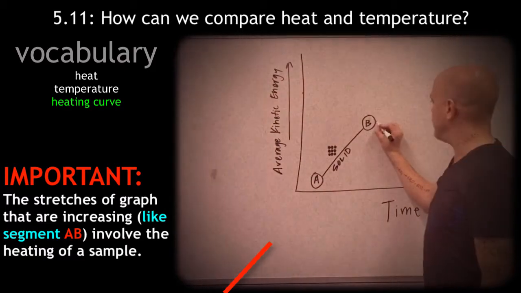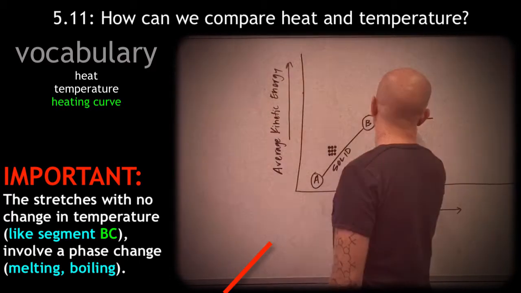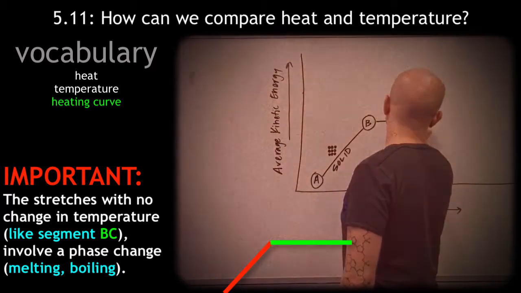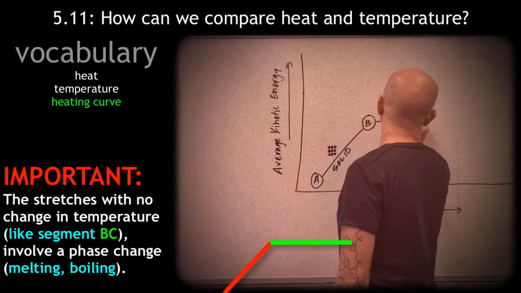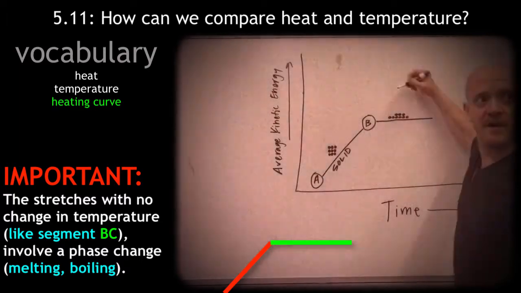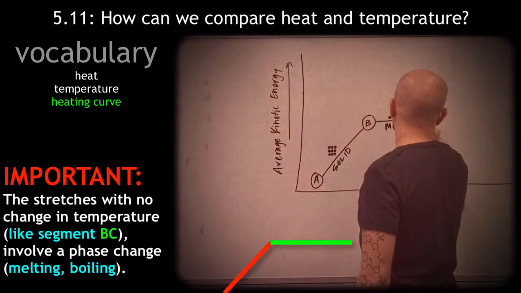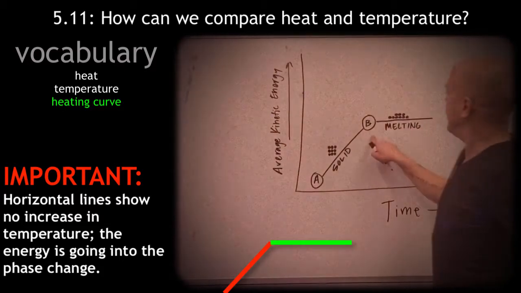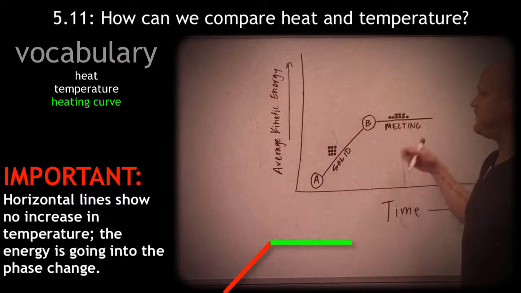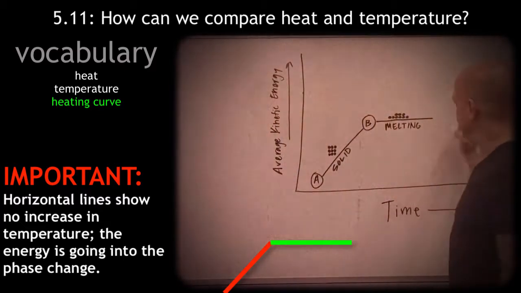Now at point B, something starts happening. This solid starts becoming a liquid. So it's going from the solid and it's starting to melt. This process right here is considered melting. Starting at point B, this solid is starting to change into the liquid form. So this is considered melting.